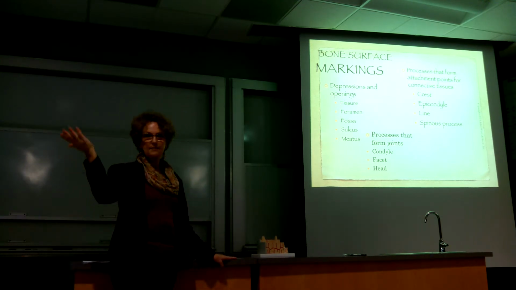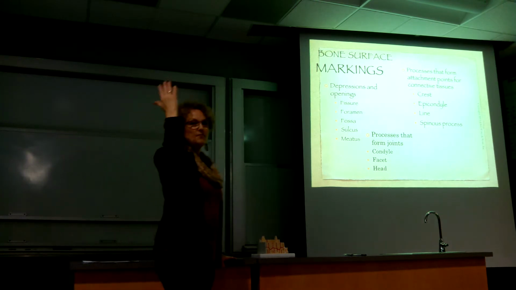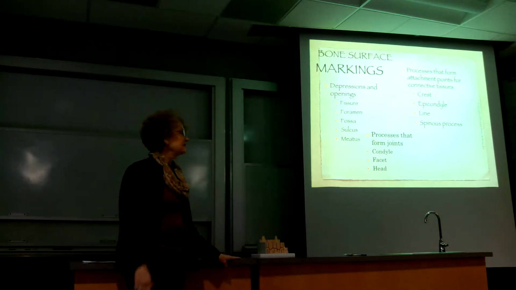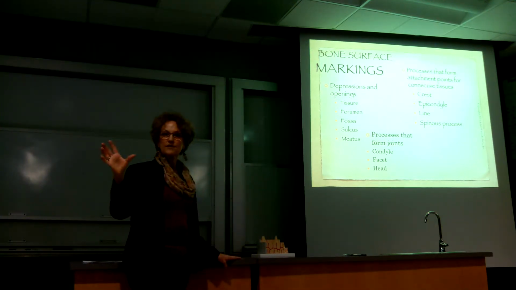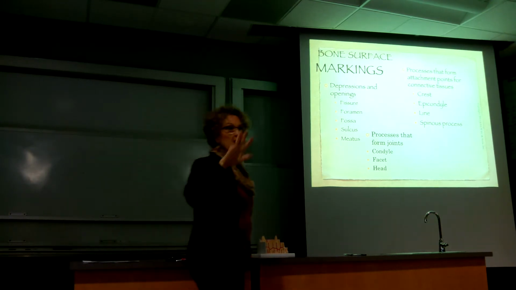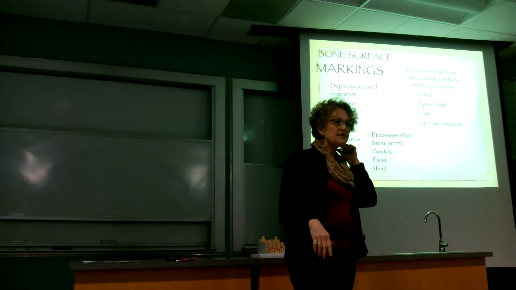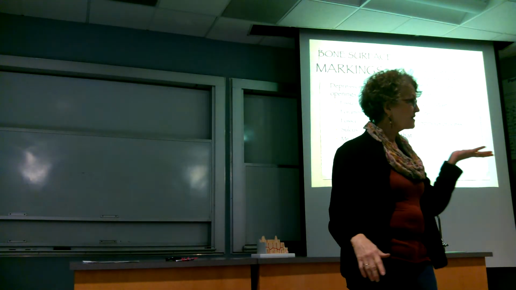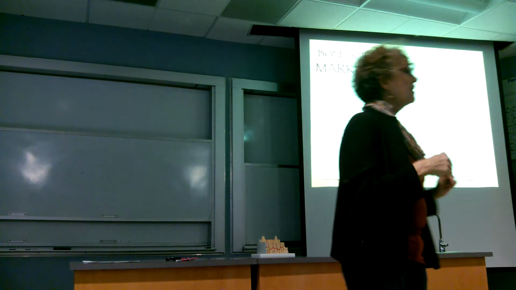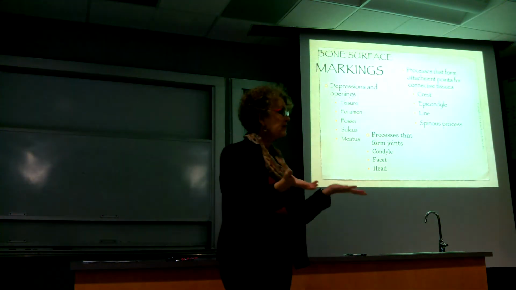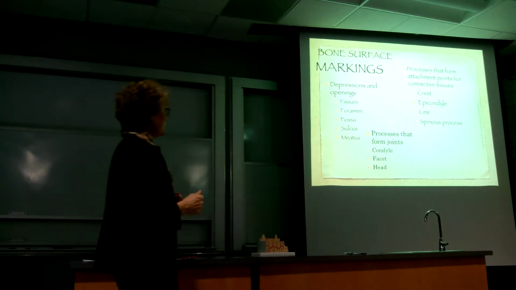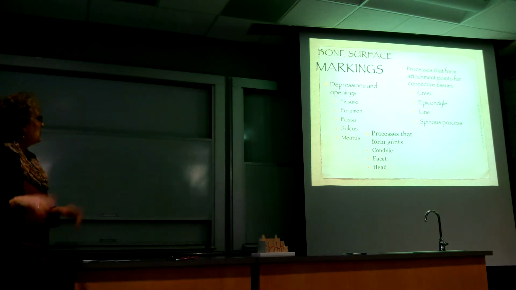Foramens. Name a foramen. Vertebral foramen. Foramen magnum. Foramen ovale. We've had lots of foramens. Fossas. What's a fossa? Like a bowl or a ditch, a depression. So name some fossas. Orbital fossa. Temporal fossa. A cranial fossa. Right, so we have 3 of those. Can anyone name those? Anterior, middle, and posterior. Very good. So that's just a ditch or a bowl.